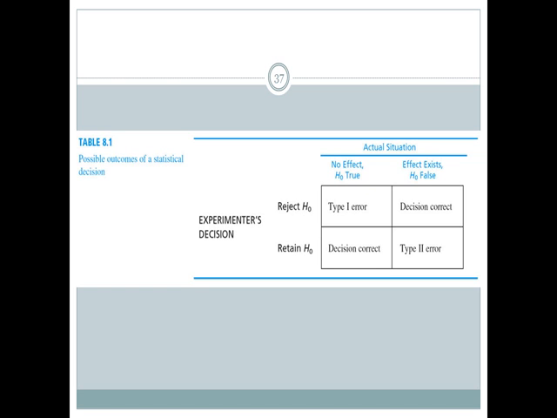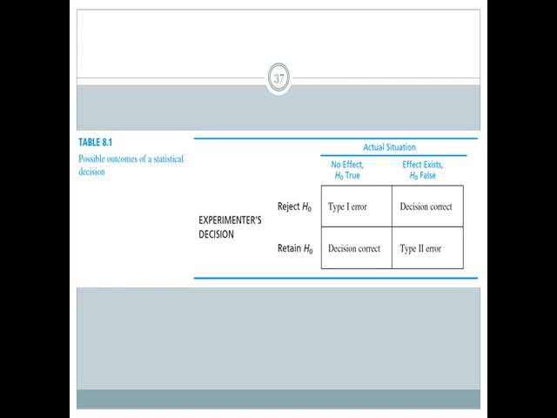If this is a type 1 error, then they have put that drug on the market when it actually doesn't work. It doesn't have an appreciable effect. Okay.